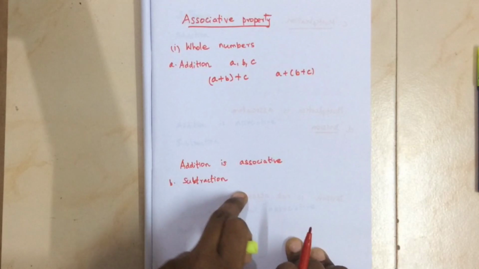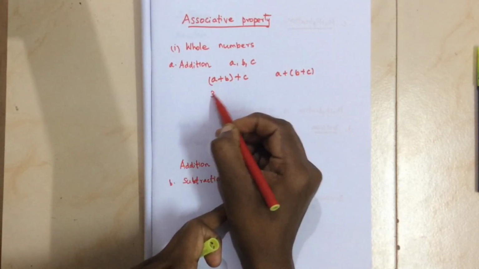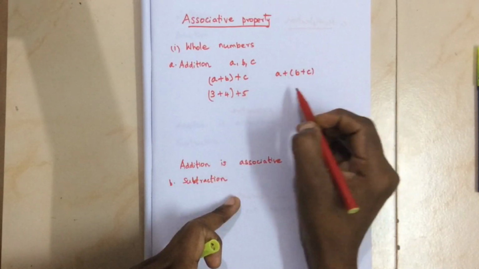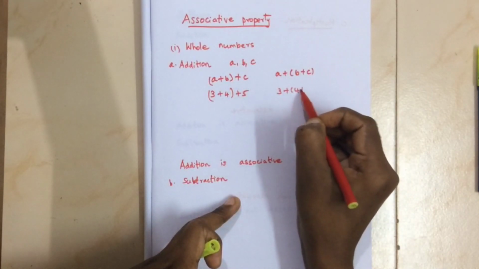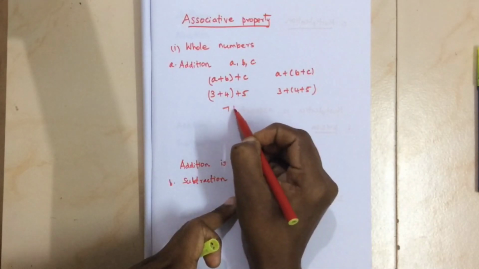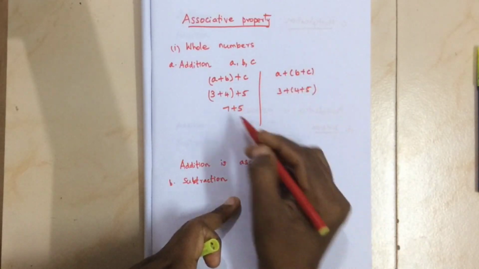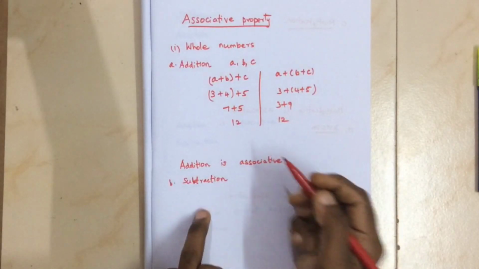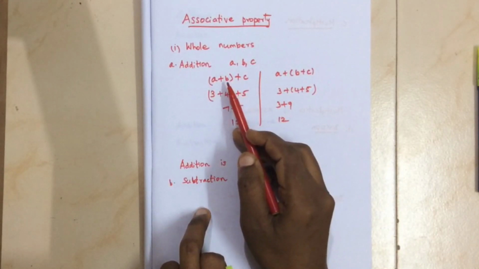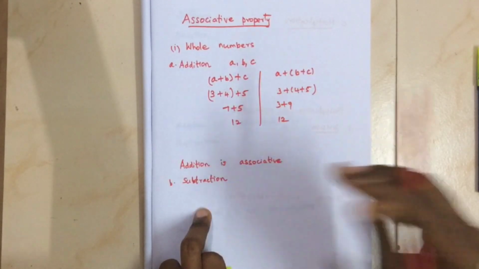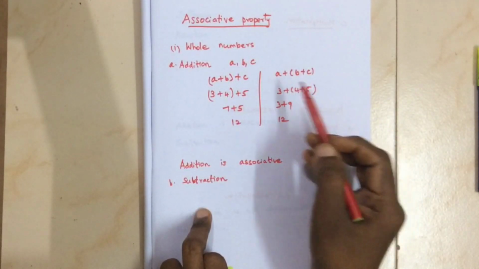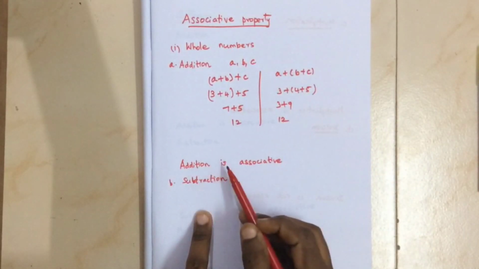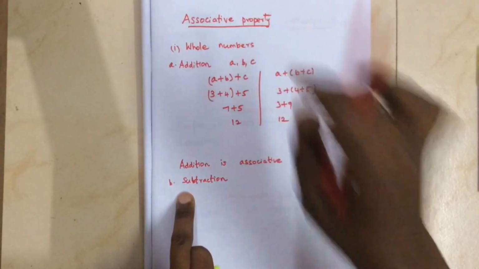We will try one example, a very simple one: (3 + 4) + 5 and 3 + (4 + 5). This is 7 + 5, which is 12. And this is 3 + 9, which is 12. So whether you add A plus B first and then add C, or add B plus C first and then add A, both give the same result. So what does it mean? Addition is associative for whole numbers.